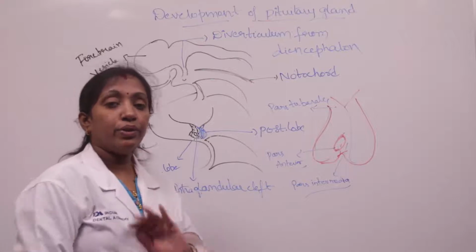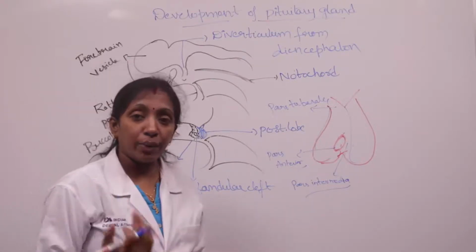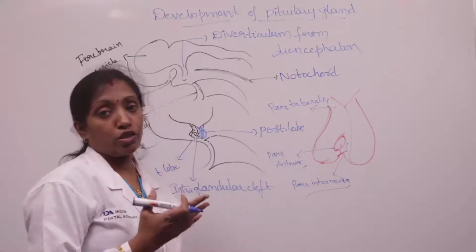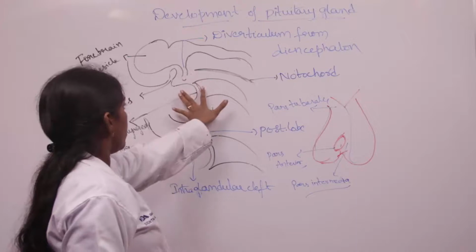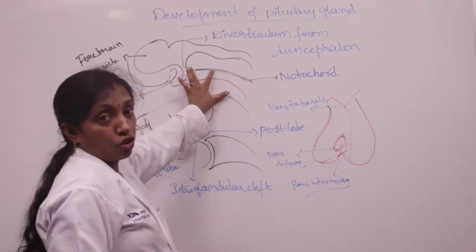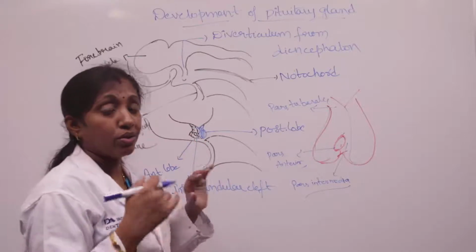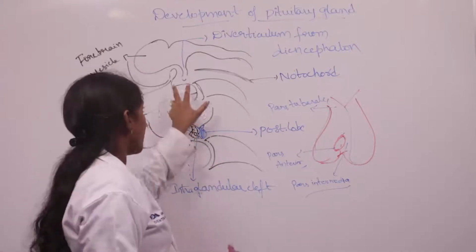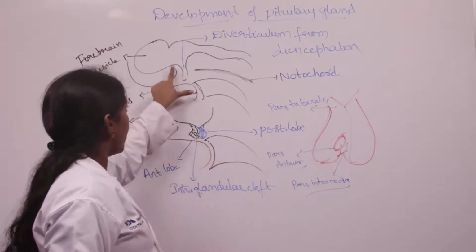So the anterior pituitary is developed from Rathke's pouch, which is nothing but an endodermal diverticulum from the roof of the stomatodeum, just in front of the buccopharyngeal membrane, cranial to the notochord. Then this Rathke's pouch, due to the overgrowth of the mesenchyme, gets cut off. So see here, the intraglandular cleft remains.